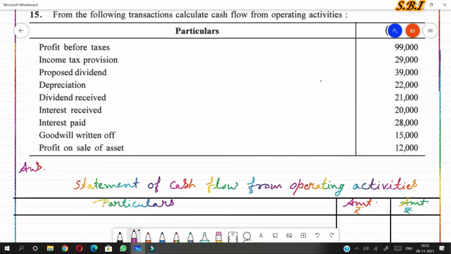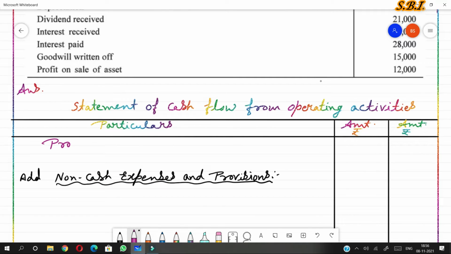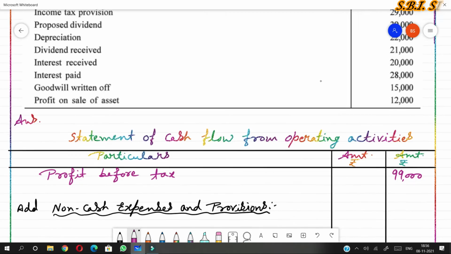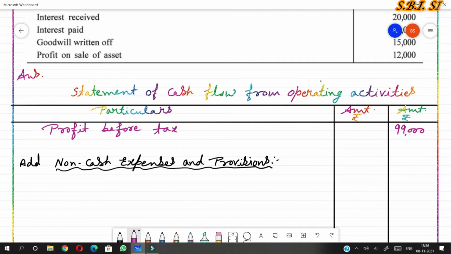Profit before tax. We will write here profit before tax 99,000. After that, income tax provision 29,000. It is under non-cash expenses and provisions. Income tax provisions 29,000.